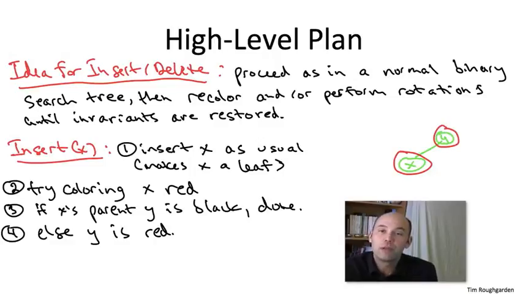Well, remember, before we inserted X, we had a red-black tree. All 4 of the invariants were satisfied. So therefore, Y, by virtue of being red, could not have been the root. It has to have a parent. Let's call that parent W. Moreover, by the third invariant, there was no double red in this tree before we inserted X. So by virtue of Y being red, its parent W must have been black.